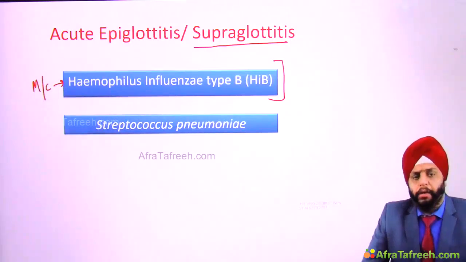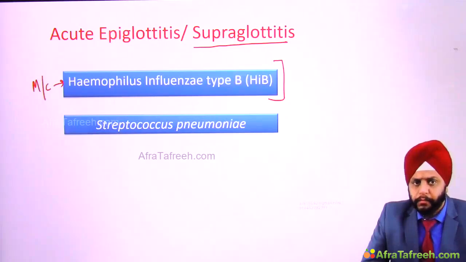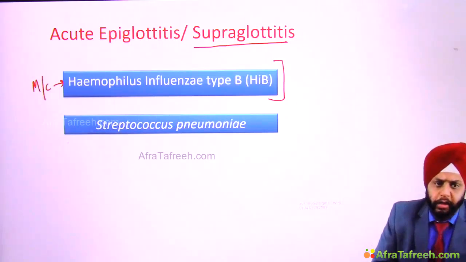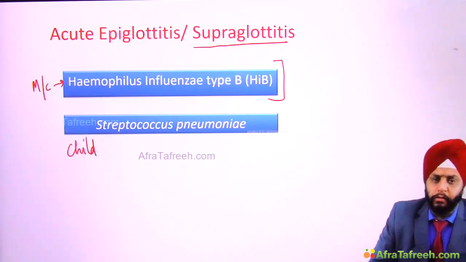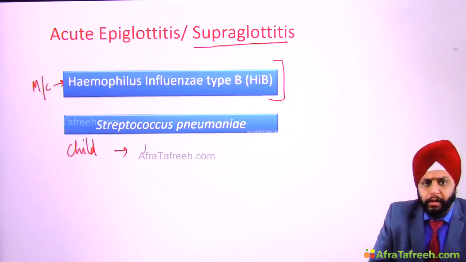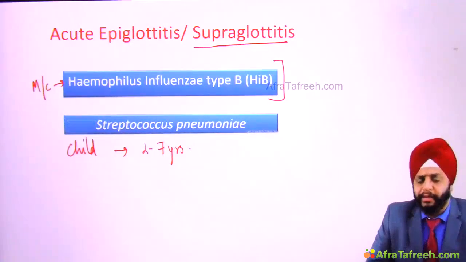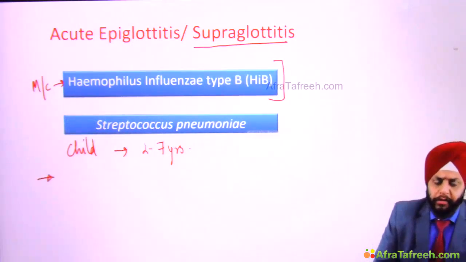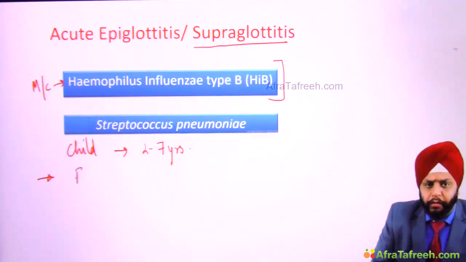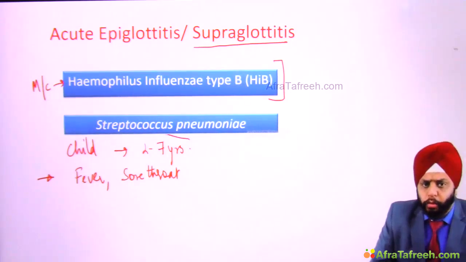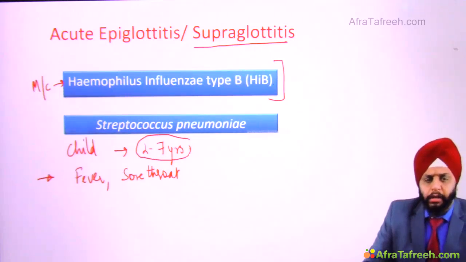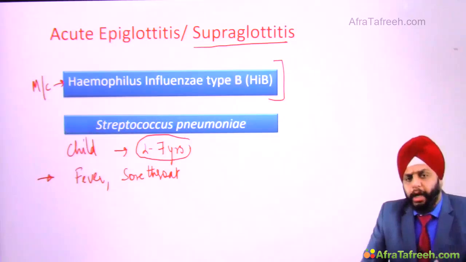All right, now how will the patient present? This patient is generally a child. So this infection happens in a child in the age group of 2 to 7 years. So how does the child present? It's an infection. Infection is in the throat. Patient has fever. Patient has sore throat. Okay, so you see a 2 to 7 years old child, this child will obviously go to a pediatrician.